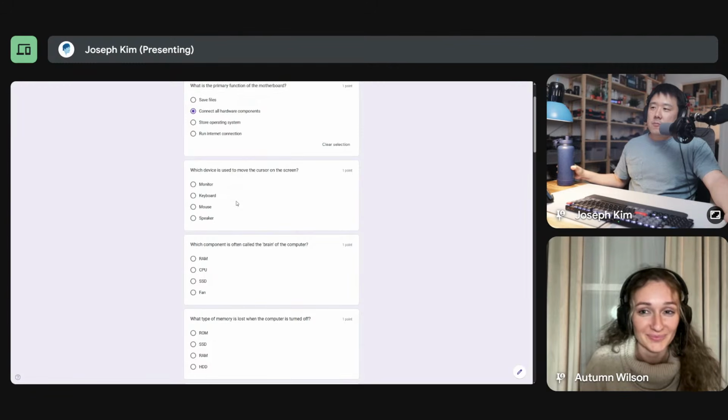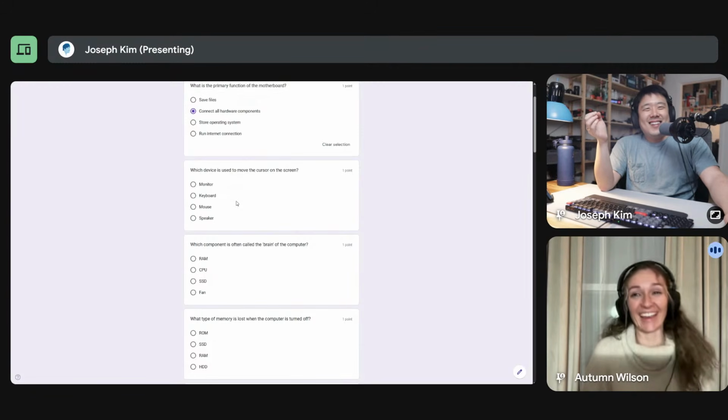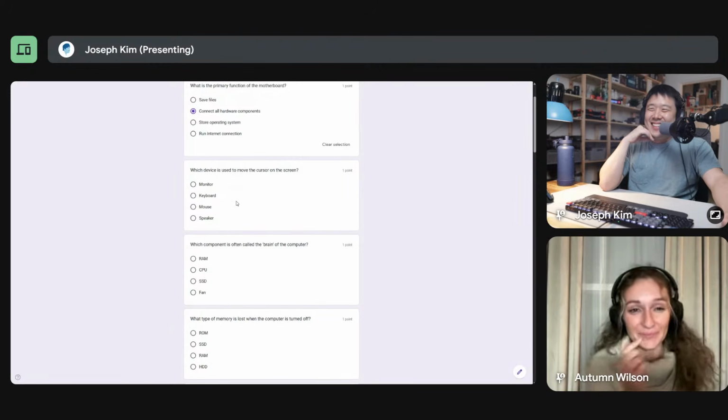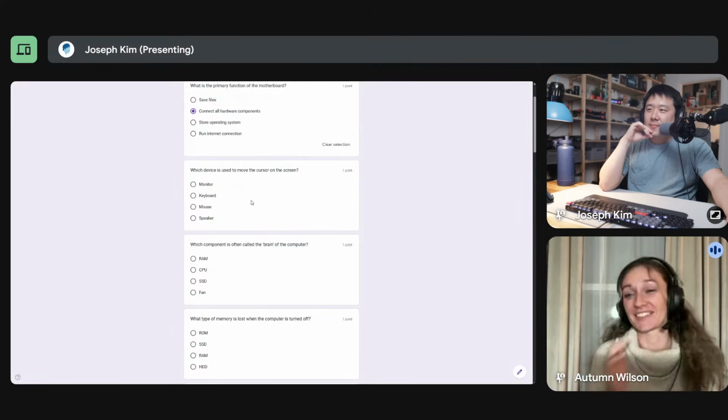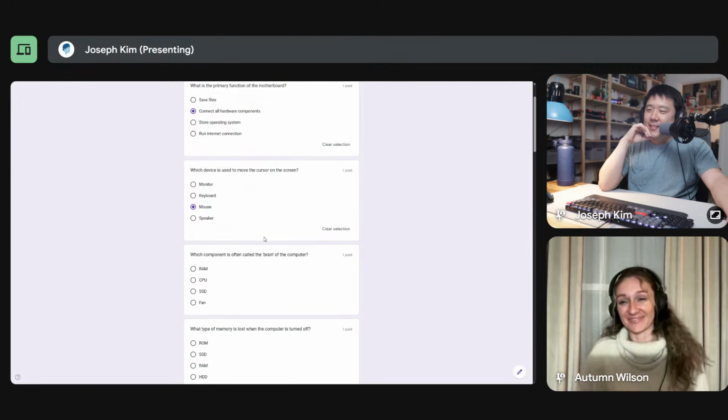The question is, which device is used to move the cursor on the screen? This is actually fun. Is it a speaker? No, I'm just kidding. It's a mouse. Yep, that's a good answer.